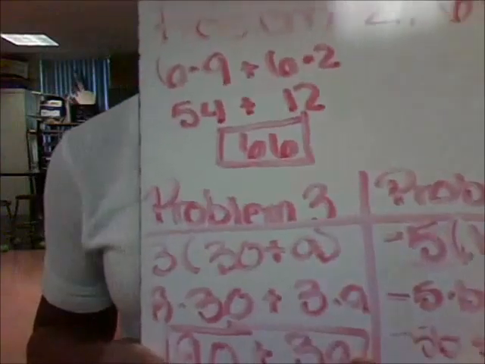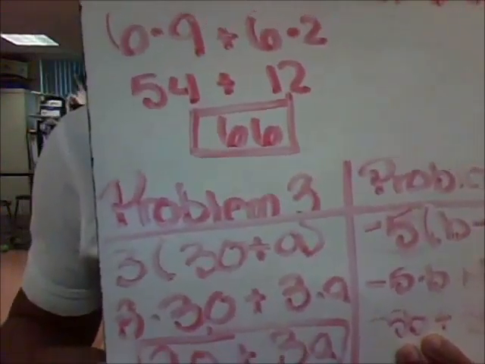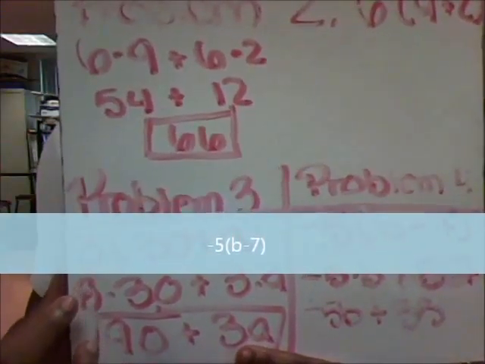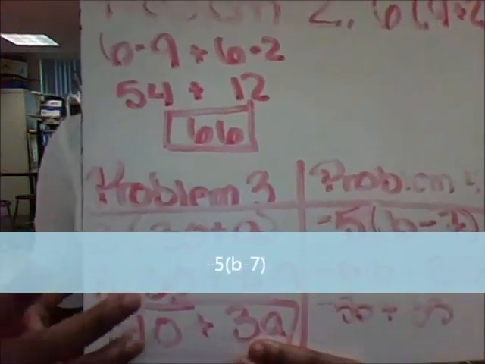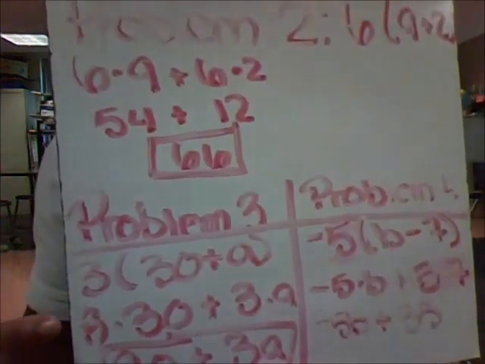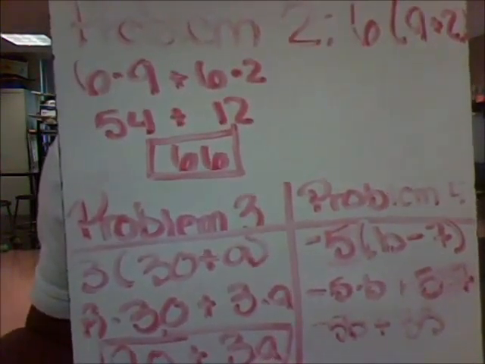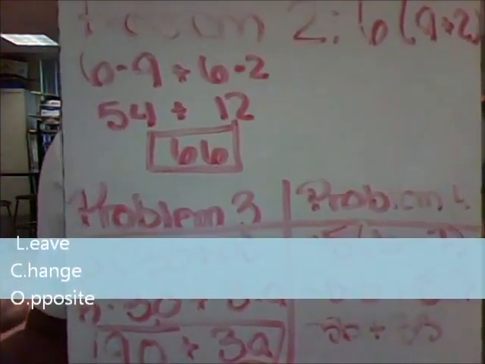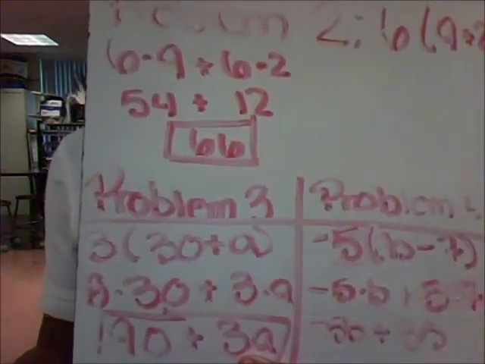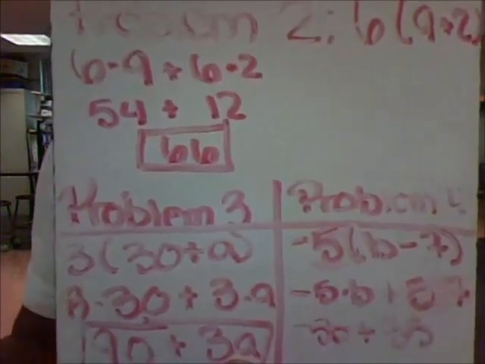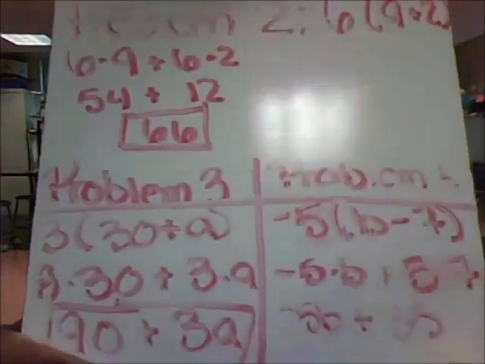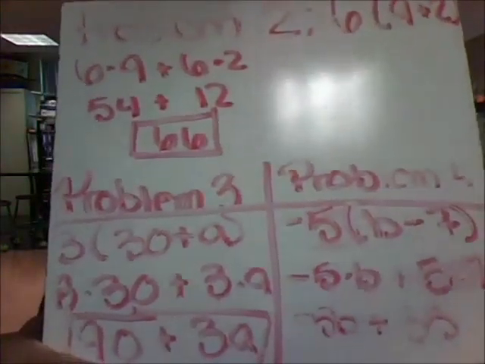Now, let's try one with a negative to get you some practice. As you can see here, -5 is outside of the parentheses, while b minus 7 is inside. To simplify this, you do -5 times b plus -5 times -7. But you have to apply LCO, which means leave change opposite. That means you change the subtraction sign into an addition sign, and you change 7 into -7. And you'll get -5b plus 35. And that's the answer to number 4.